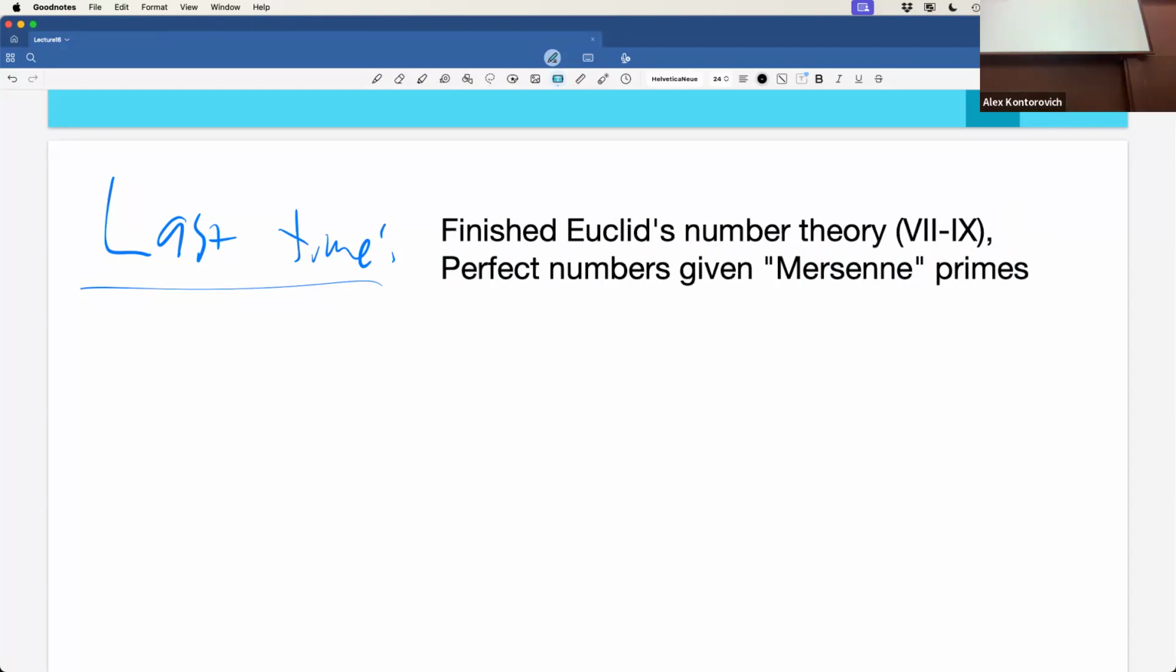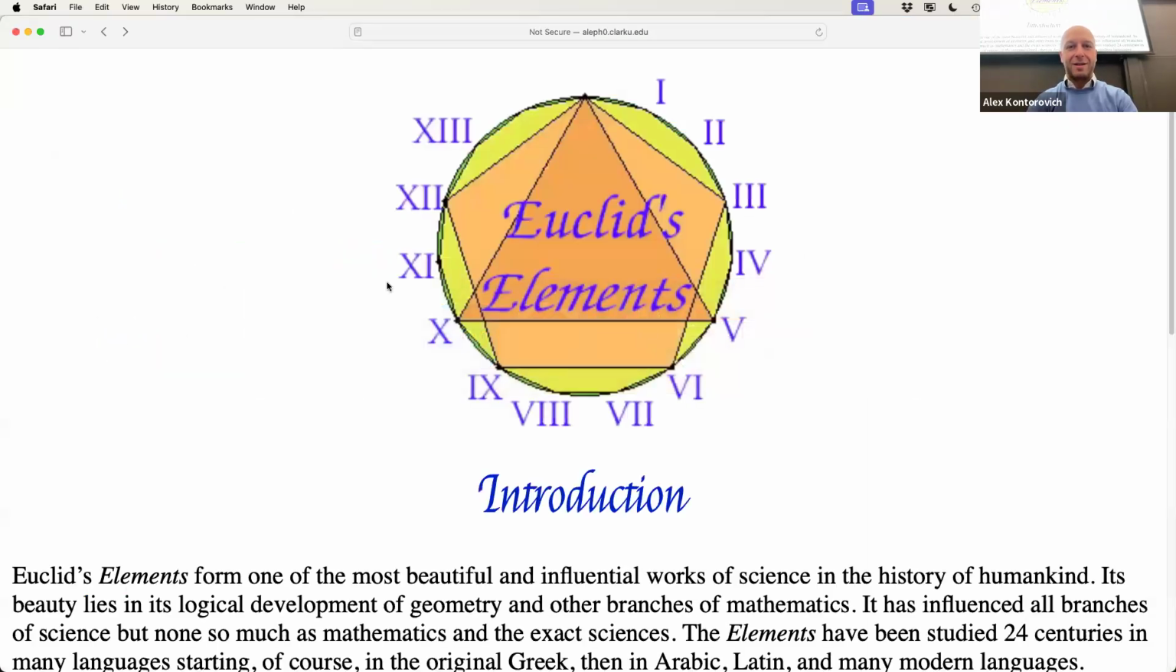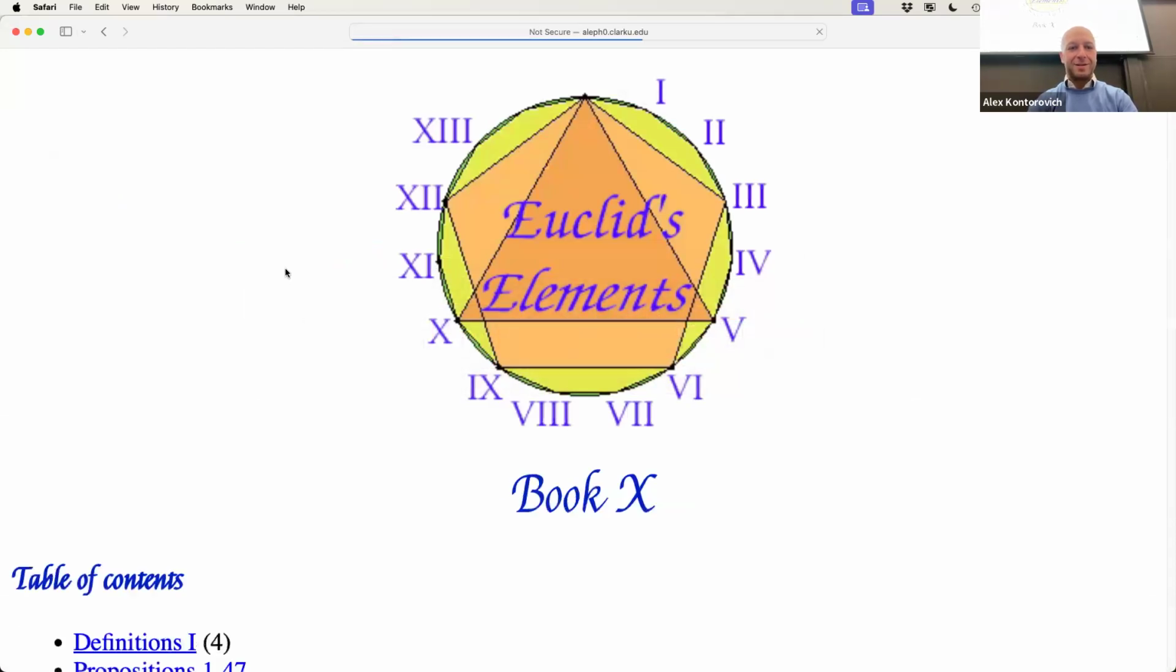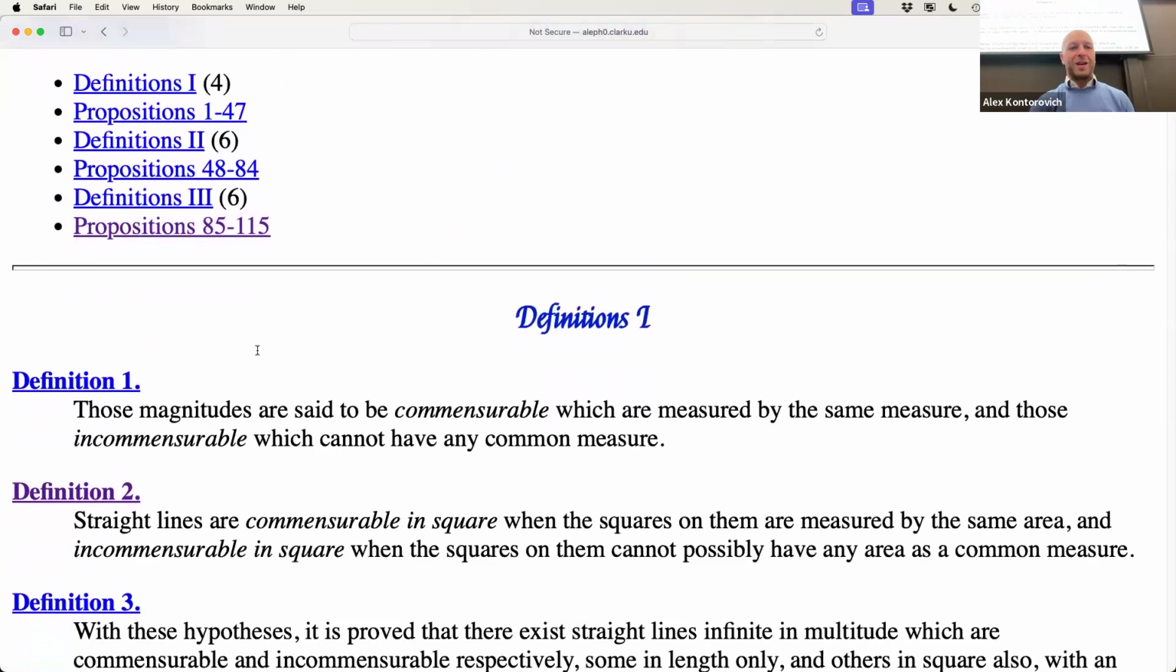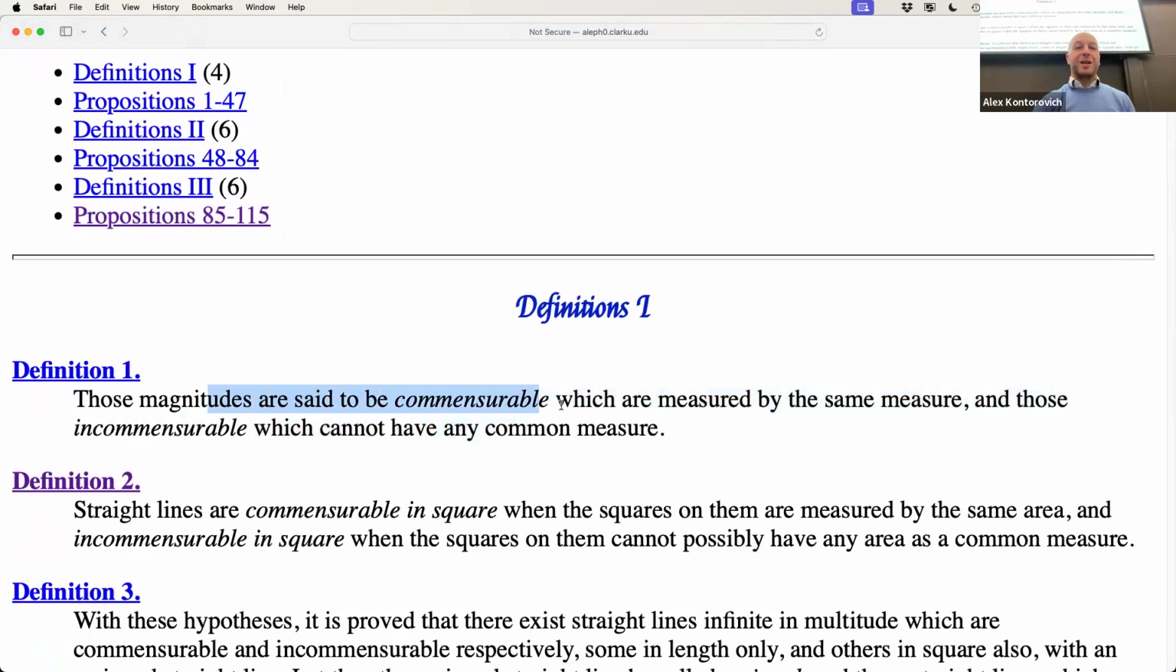For the next book, we get into book 10. Okay, so book 10, let's have a look at it. Here's book 10. Definition 1. Those magnitudes that are said to be commensurable with one another are those which are measured by the same measure.